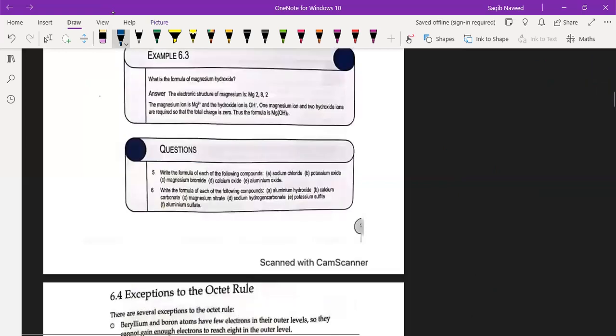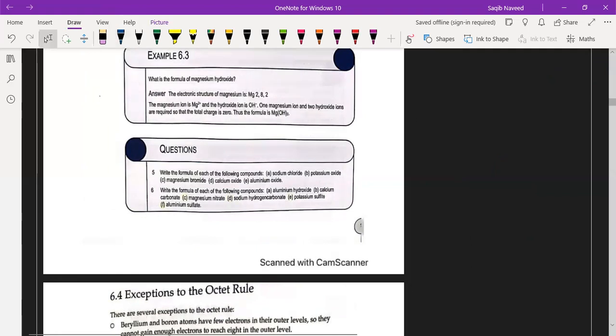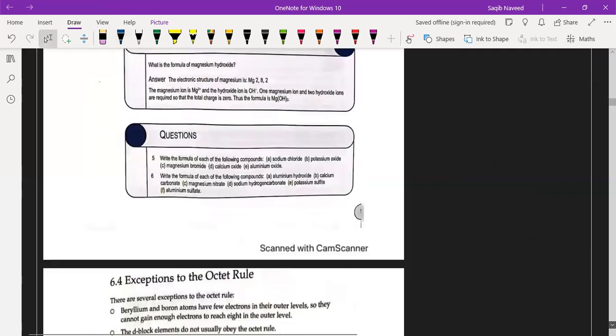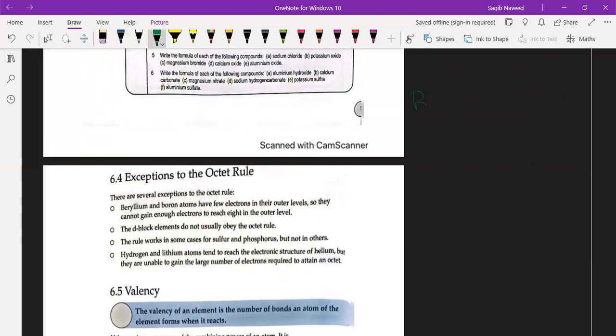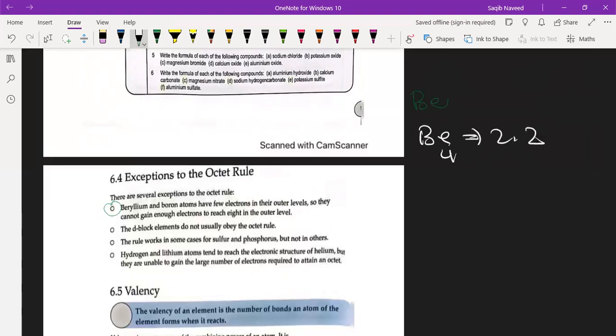Now there are some exceptions to the octet rule which we have just studied. One exception is that elements from the lower shells, like the first shell and second shell, will not obey the octet rule to become stable. Similarly, look at beryllium. Beryllium has proton number 4, so 2, 2. For its stability, it loses 2 electrons and becomes stable. So is it following the octet rule? No. It's following the duplet rule.